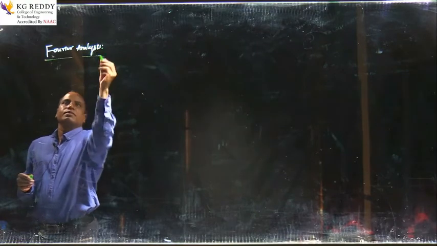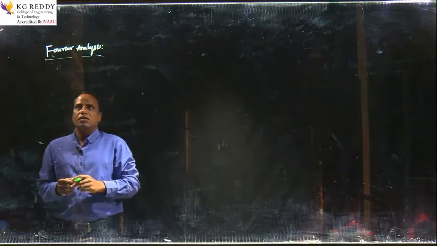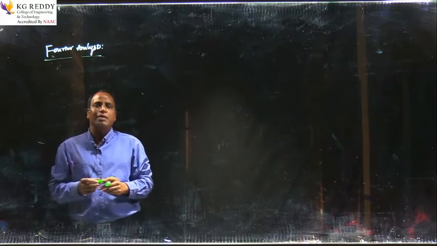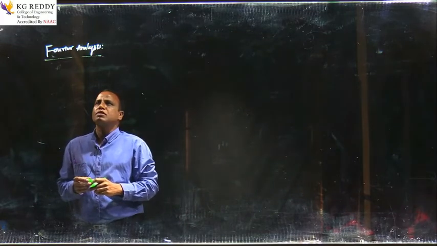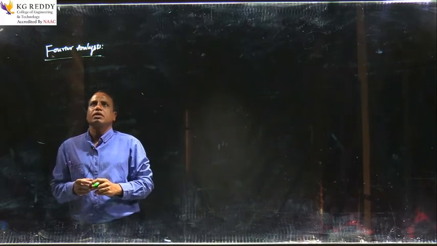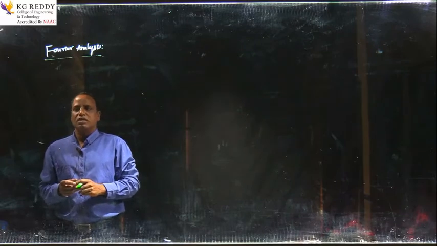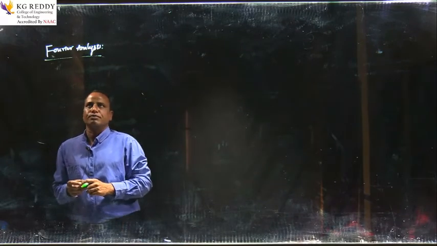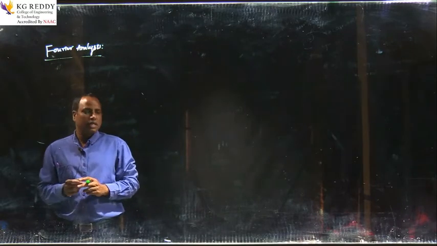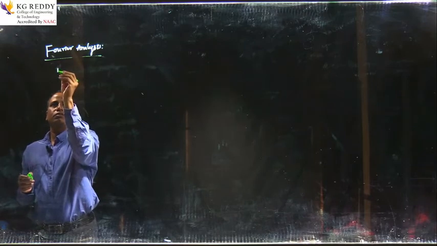Fourier analysis. Fourier is the name of a great French mathematician who proposed this analysis, because of which this analysis is named after him. So Fourier was a great French mathematician who proposed this analysis. And generally, this Fourier analysis we can understand in two ways.